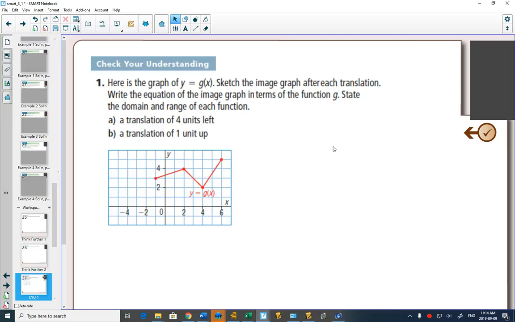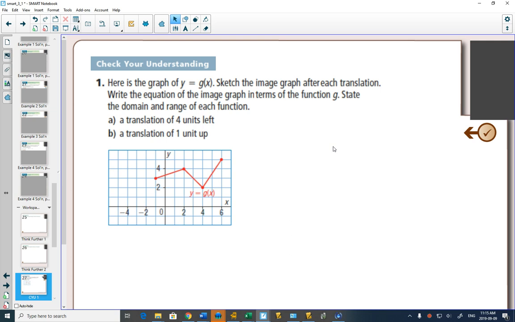There's a graph of g of x. So now we're given something in function notation, but it's not a graph that we recognize. It's just a bunch of lines put together. Sketch the image graph after each translation. What we call moving a graph left, right, up, and down is a translation.